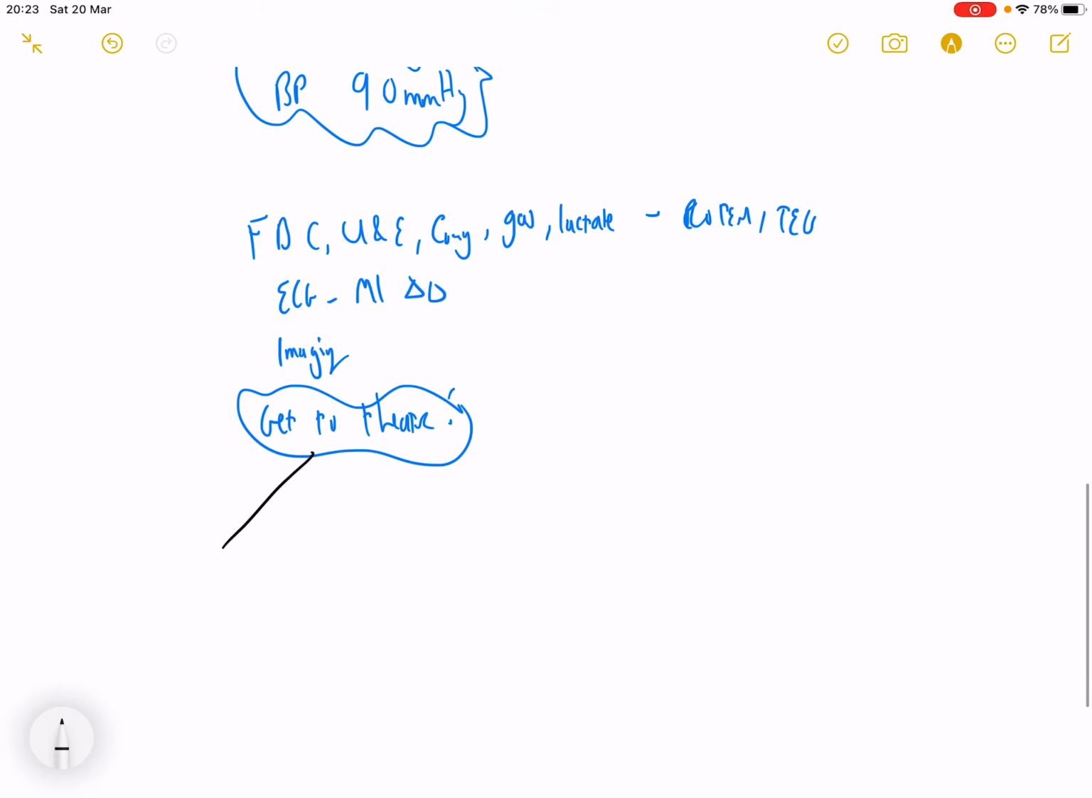And how do you treat it in theatre? Well, you can do an open repair or you can do an EVAR. And there is some evidence that these have better mortality rates, but this is not definitive yet.